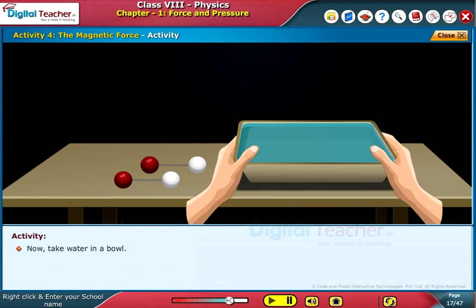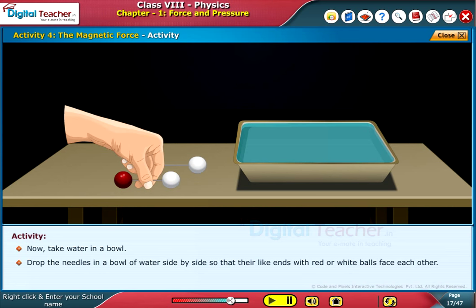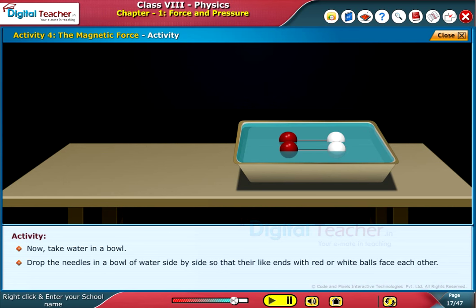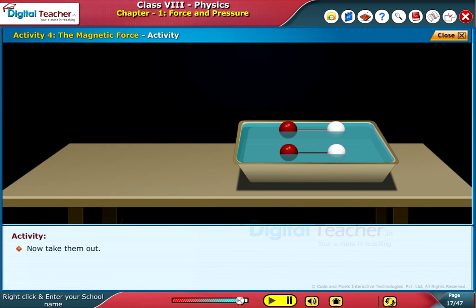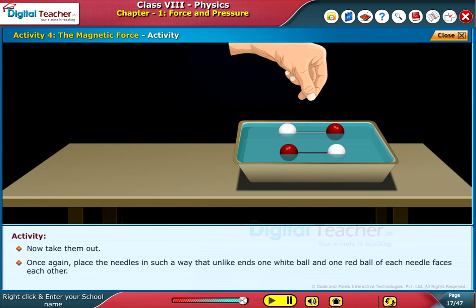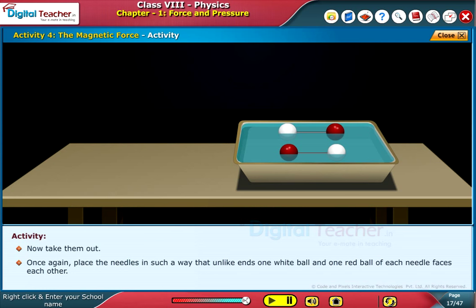Now take water in a bowl. Drop the needles in a bowl of water side by side so that their like ends with red or white balls face each other. Observe the changes. Now take them out. Once again, place the needles in such a way that unlike ends, one white ball and one red ball of each needle faces each other. Observe the changes.